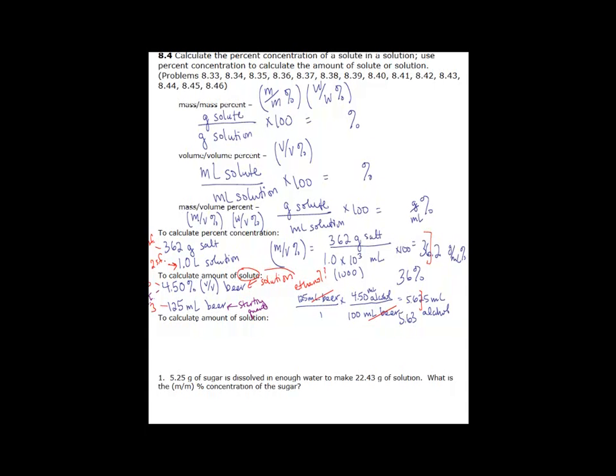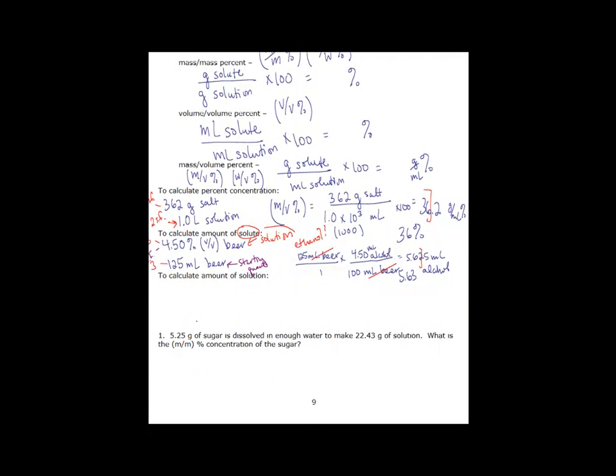What if you're asked to calculate the amount of solution? So let's say that we have 5.5% mass per mass sugar solution, and I have 2.6 grams of sugar. How much sugar solution can I make up?